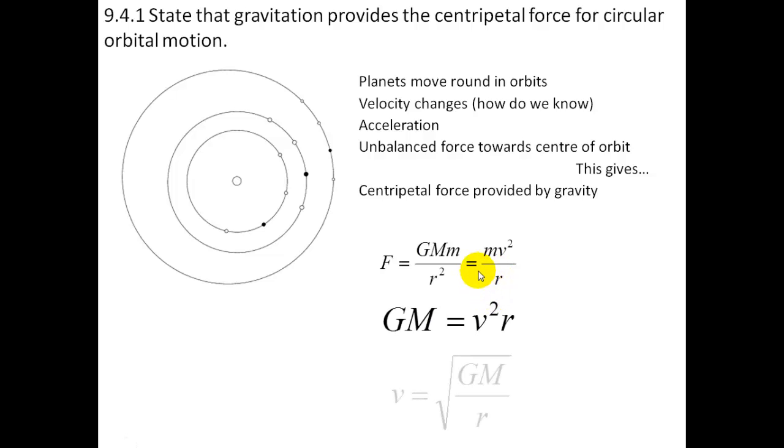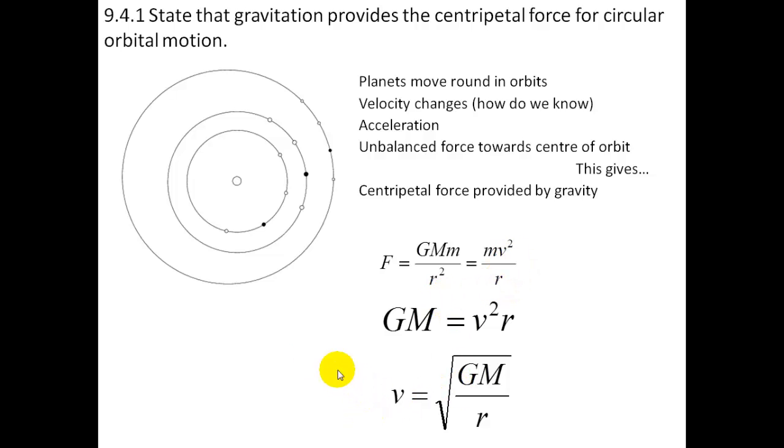So we can simplify them, and we end up with the orbital velocity. The orbital velocity is equal to the root of GM over r. You need to be able to derive this. It's easily done by equating the force of gravity with the centripetal force and solving for v.